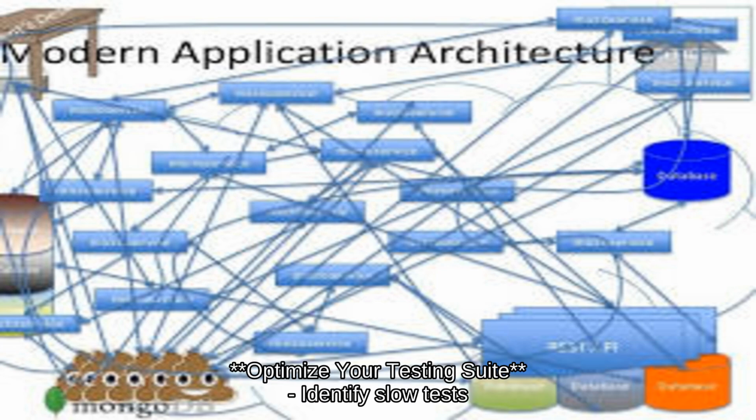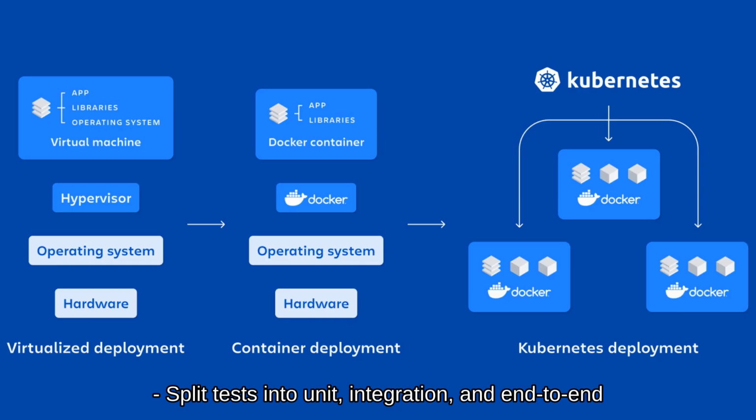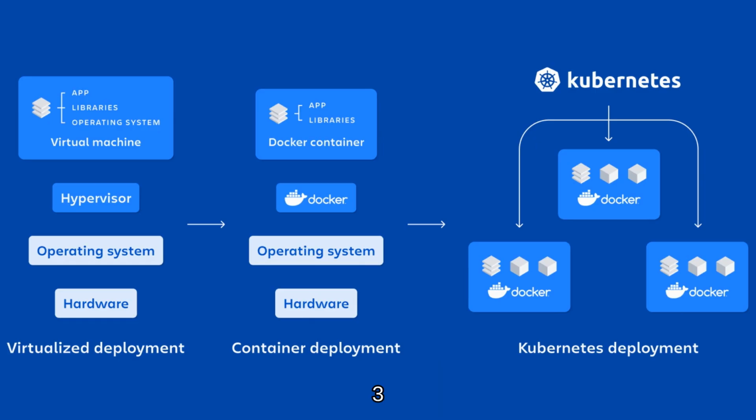2. Optimize your testing suite: identify slow tests. If a single test takes more than 30 seconds, consider refactoring it. Split tests into unit, integration, and end-to-end. Run unit tests on every commit, while integration and end-to-end tests can be run less frequently.